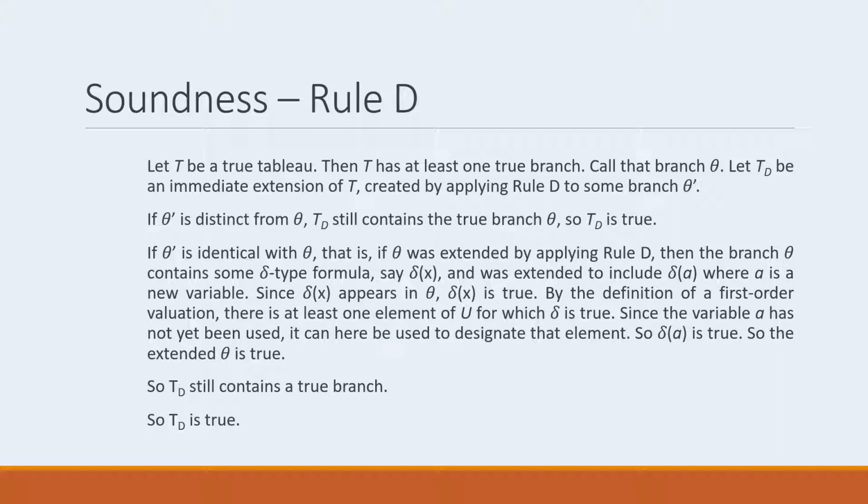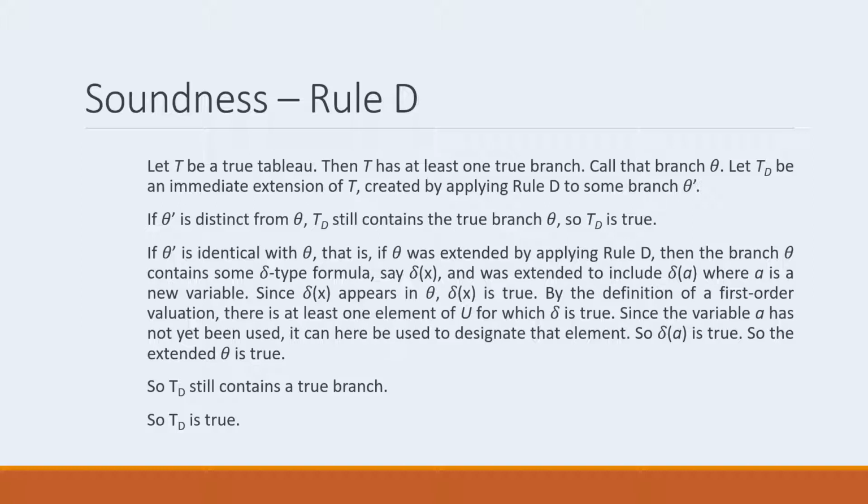theta prime. If theta prime is distinct from theta, then TD still contains the true branch theta, so TD is still true. Now if theta prime is identical with theta, that is, if theta was extended by applying rule D, then the branch theta contains some delta type formula, call it delta x, and was extended to include delta A, where A is a brand new variable.